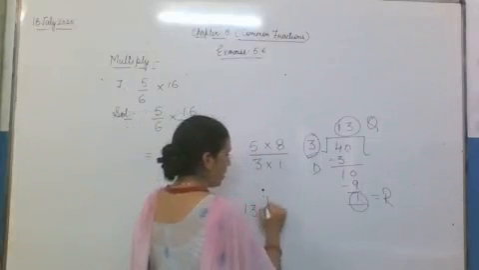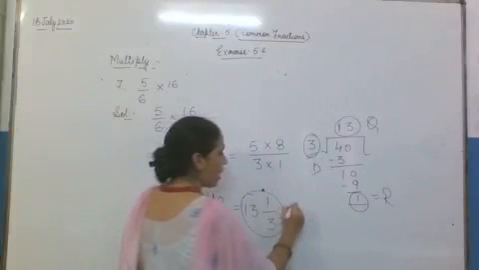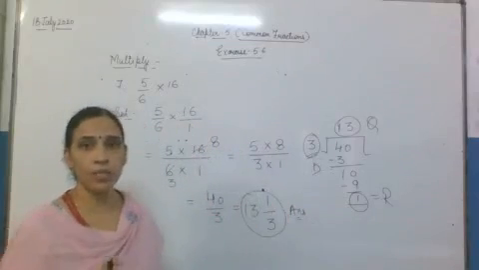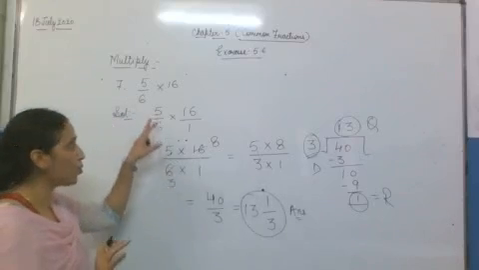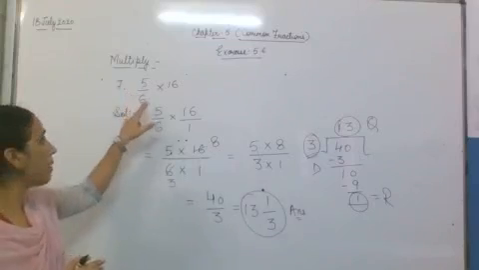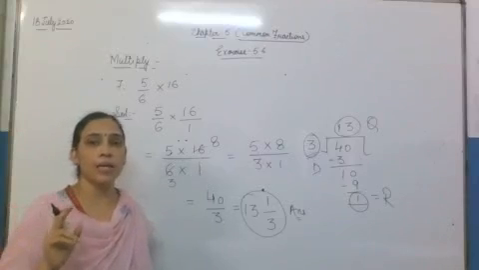Remainder is what? 1 by 3. So this will be your answer of this question. So let's see this question again. What is the question? The question given to you is 5 by 6 multiplied by 16.